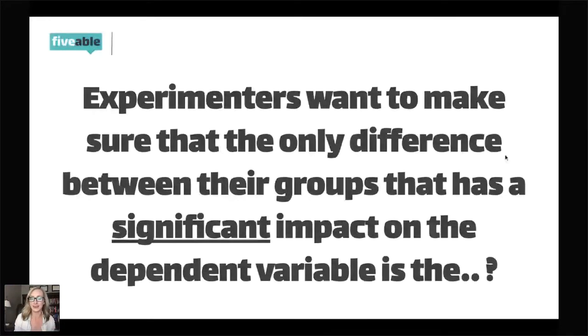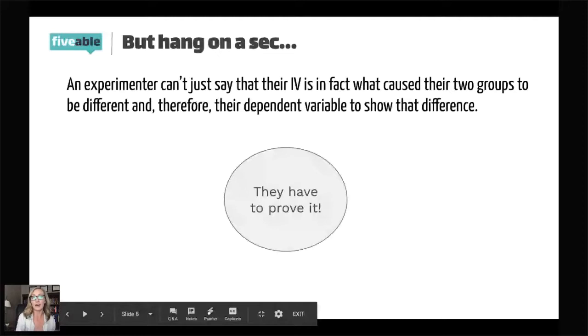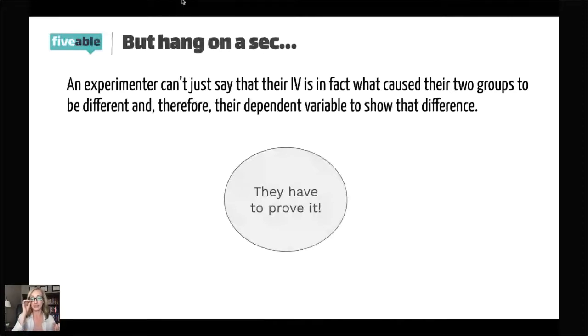Okay, now here's the thing. An experimenter can't just say that their independent variable is in fact what caused their two groups to be different, and therefore the dependent variable to prove that difference. They can't just say, yep, I'm brilliant, I'm amazing, I crossed my T's and dotted my I's, so it's for sure. They have to prove it, right? Before I show you what we're going to talk about, can anybody tell me how they prove it? What's the vocab term where they prove it?